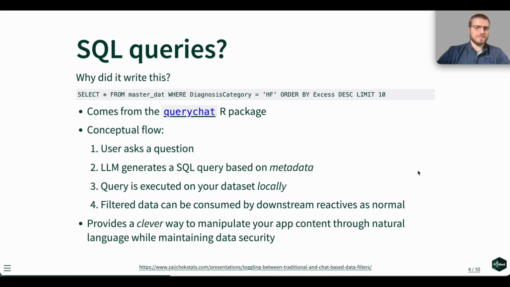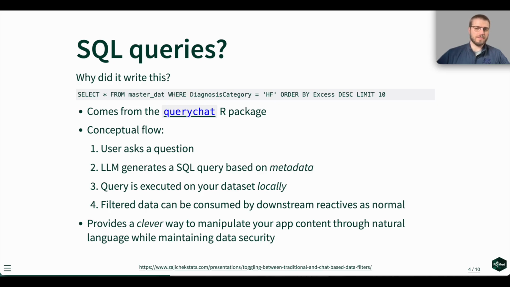So I briefly mentioned the SQL queries. So why did it write this? Well, what's really powering this app in the back end is this querychat R package. And so the conceptual flow of how this package works is the user asks a question, the LLM in the back end generates a SQL query based on the metadata of my data set that I fed into it, and then it returns the query, which is executed on your data set locally, at which point your data is filtered, and then it can be consumed by downstream reactive values like you normally would in a Shiny app.